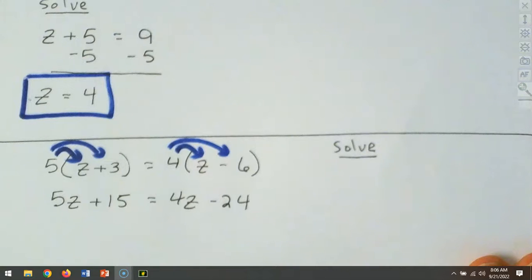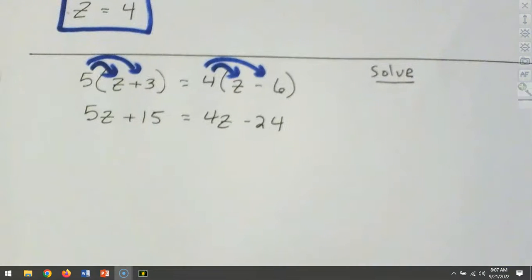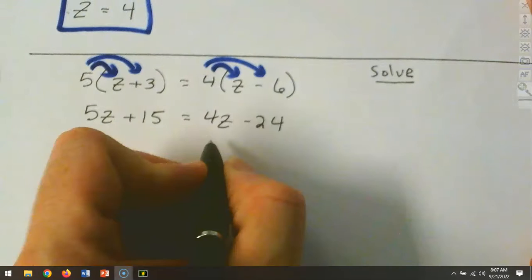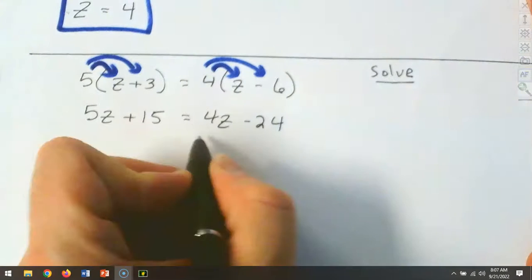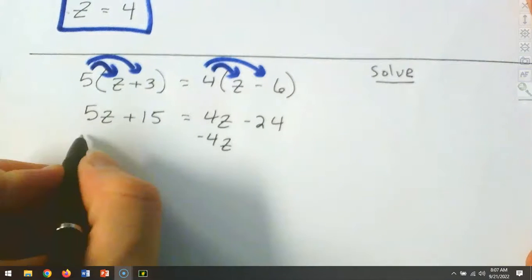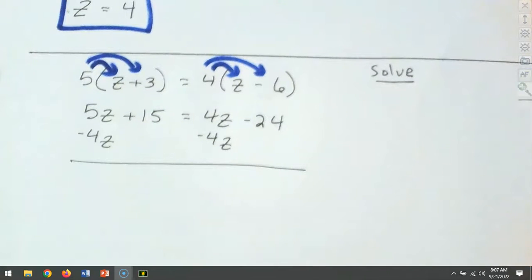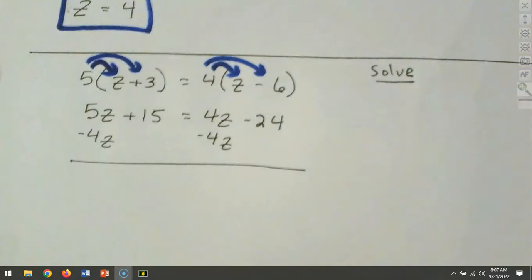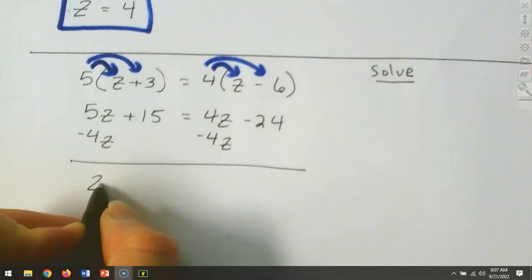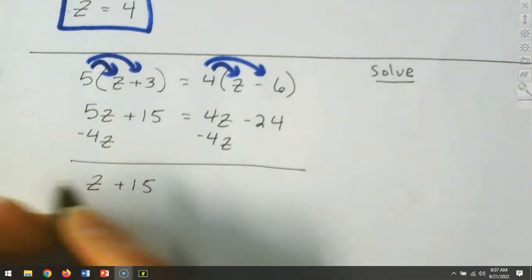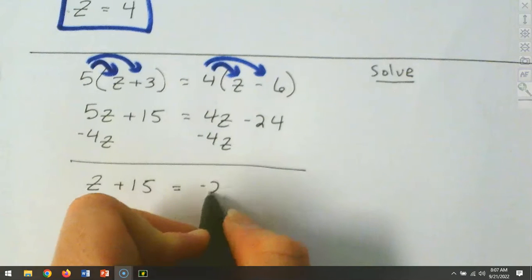So how would we solve this? Well, we need to move things around. And you can do them in different order. What I like to generally do is I move the variables first. So let's go ahead and get all the z's on the left-hand side. So I have a 4z, and the opposite of that 4z is a minus 4z. Okay, you can later on do multiple steps at once, but right now we're just doing them one at a time. 5 minus 4 makes it a 1z plus 15, and that equals a negative 24.